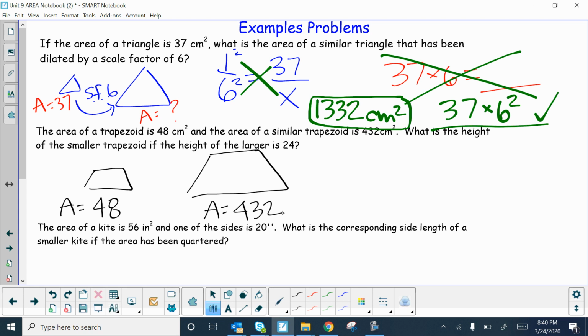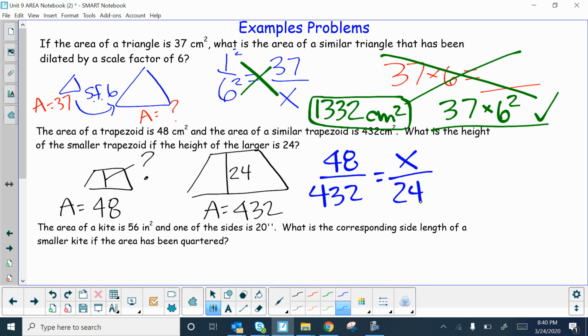The height of the larger one is 24. What is the height of the small one? Okay, here's what a lot of people will probably do. They'll say 48 is to 432 as x is to 24. What is wrong with that picture?